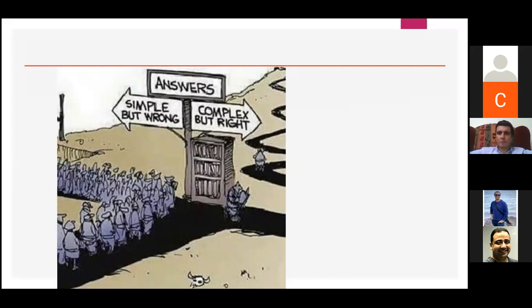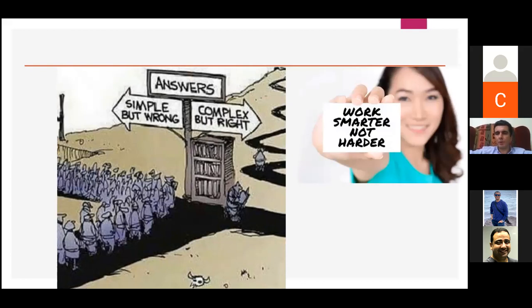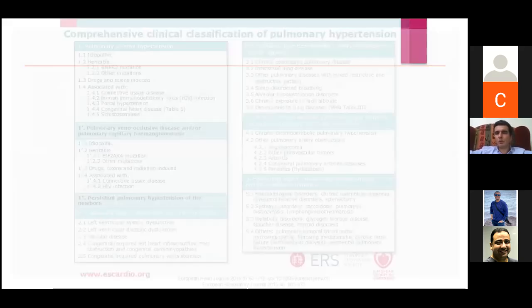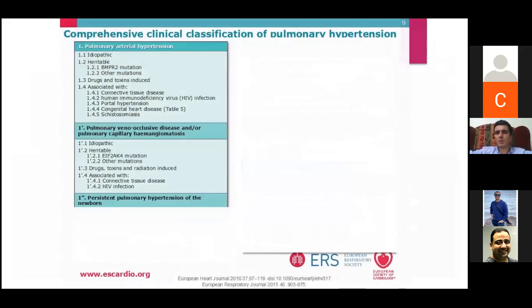Actually, when we are dealing with pulmonary hypertension, there are many simple answers, but they might be wrong, such as prescribing a calcium channel blocker for any patient with pulmonary hypertension. This is a wrong practice, and we have some right answers. You need to work smart, not hard, for detection of the cause of the pulmonary hypertension, and you need to stick to the algorithm. Why? Because you have many causes of pulmonary hypertension. The dilemma in pulmonary hypertension is in the diagnosing. The diagnosis needs that you go through many causes.